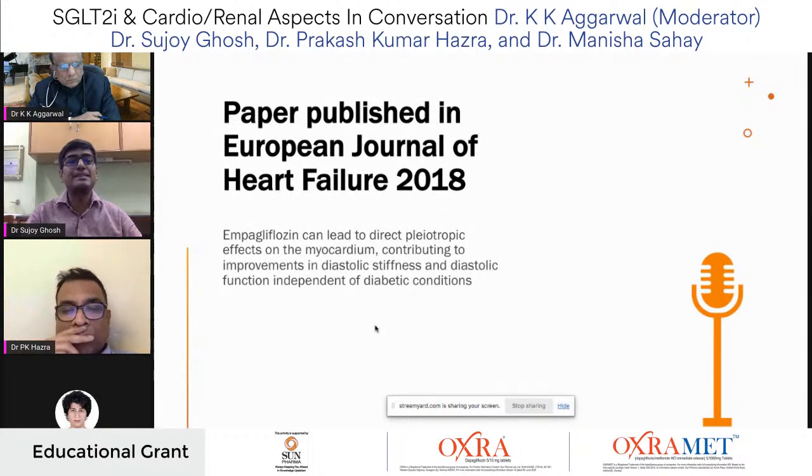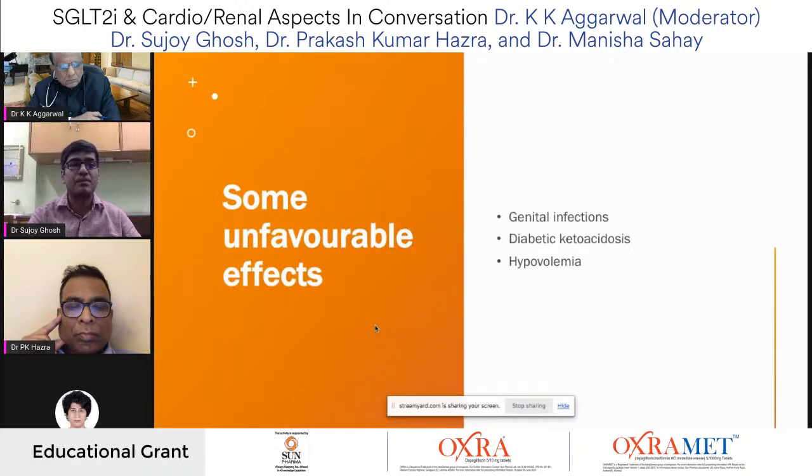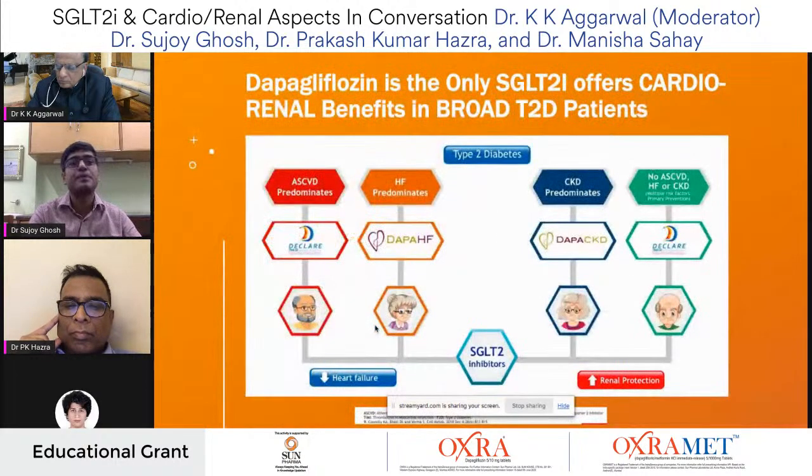So it's not surprising that the European Journal of Heart Failure in 2018 has quoted some of the studies, the EMPA-REG MRI findings, which show that there is modulation and remodeling of the heart with empagliflozin. And all of this has to be counterbalanced with the possible risk of genital infections, diabetic ketoacidosis, and hypovolemia.